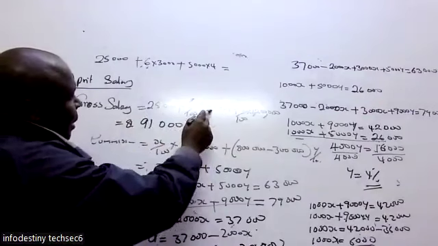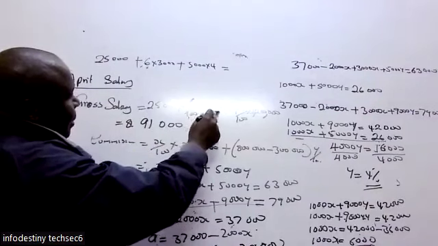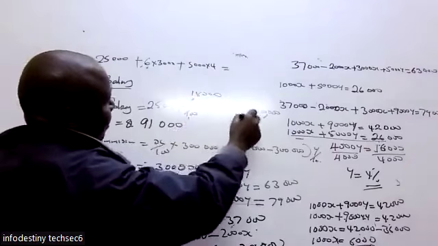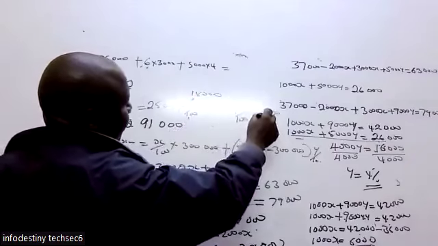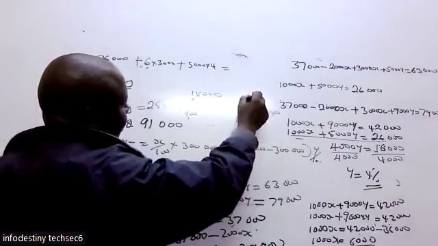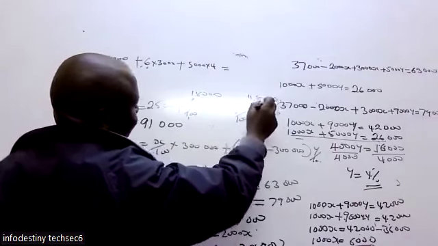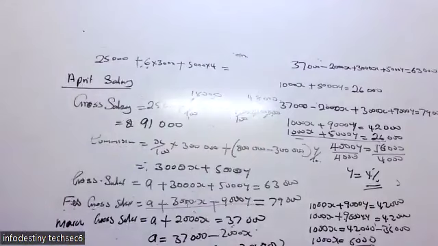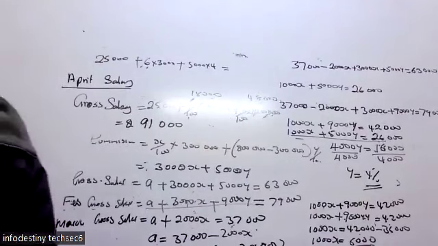Because this one is, this is 18, see there? And this is 48, see there? So when you add this plus this plus this, ngapi? 91. Any question?